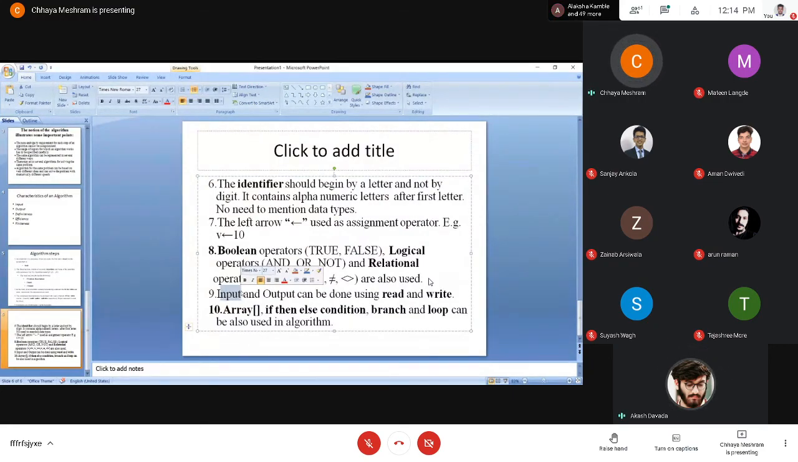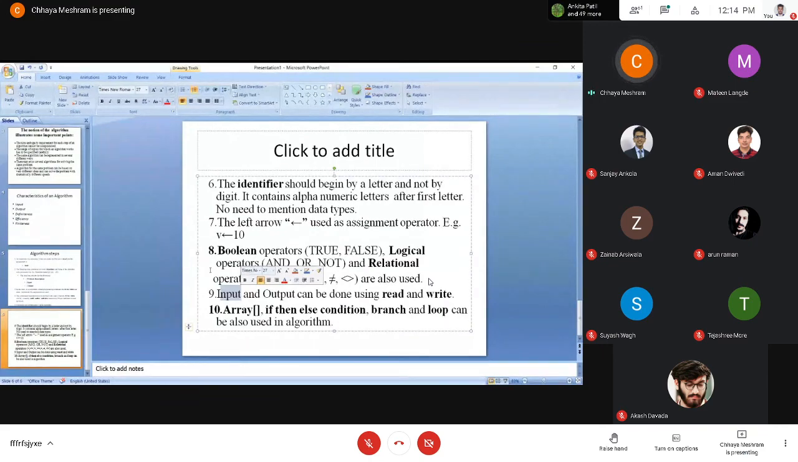There is one word here, indentation. That's why I told you. Those who are aware of Python know the meaning of it. Whenever we start with Python, I will tell what this indentation is. So these are the ways of writing the algorithm.